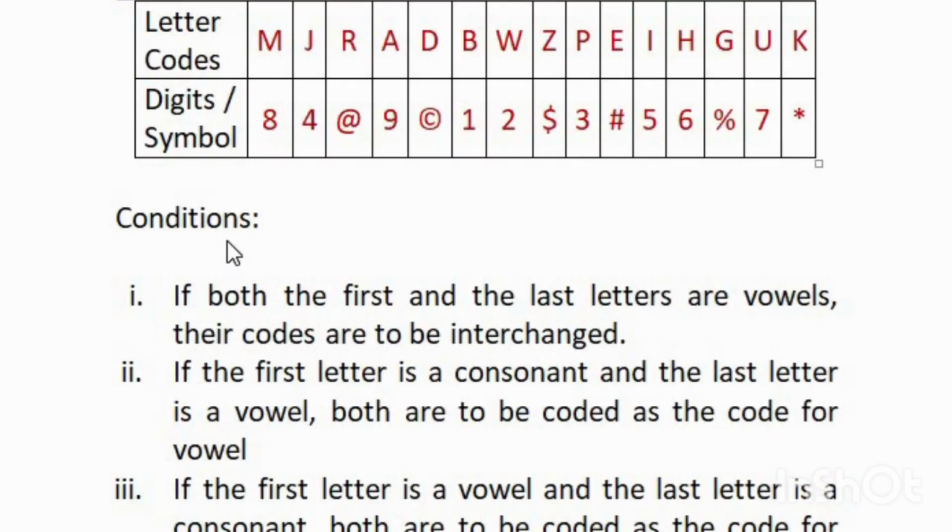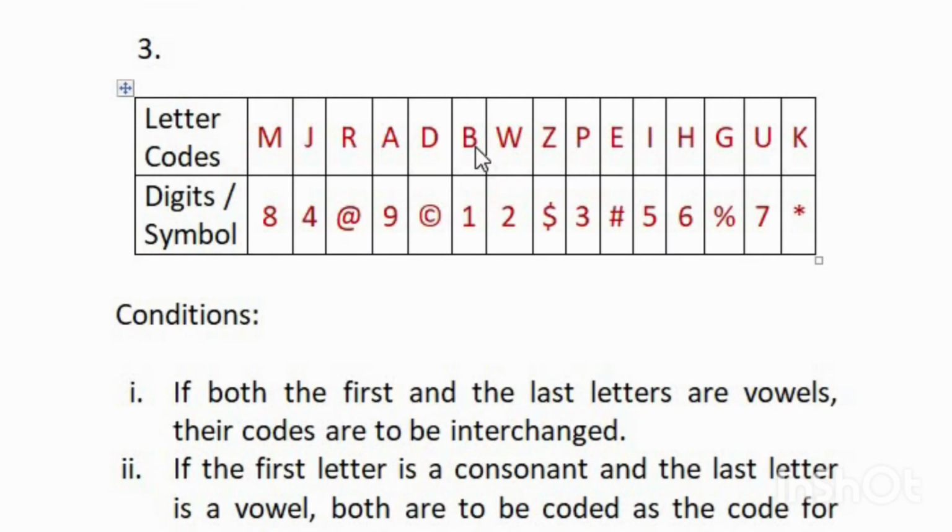In the second question, both the first and the last letters are vowels. I and E are vowels. So which condition is applicable? Condition number 1. That is, if both the first and the last letters are vowels, their codes are to be interchanged. And from the table, the code for I is 5 and the code for E is hash. So the code for E should be written here and the code for I should be written here. Both the codes are to be interchanged. And the remaining letters are B, H, J and R. From the table, for B it is 1, for H it is 6, for J it is 4 and for R it is at the rate. Like this. So the answer is hash, 1, 6, 4, at the rate and 5.